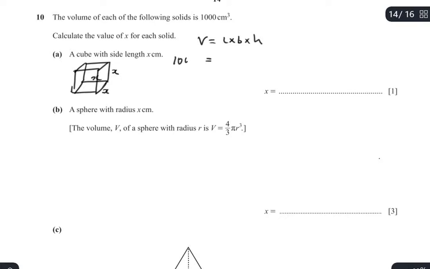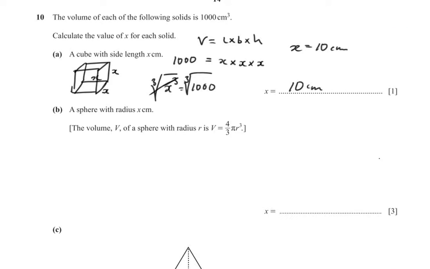So we're simply going to say 1000 would be equal to x times x times x, which I'm going to rewrite in this form and say x cubed equals 1000. Now, we want to find the value of x, and we've got x cubed. So we do the opposite and find the cube root of both sides, implying that x would be equal to the cube root of 1000, which is 10 centimeters in this case. So x is equal to 10 centimeters. This is the answer. That's why it's 1 mark. But again, it's important to have a sketch of some kind.